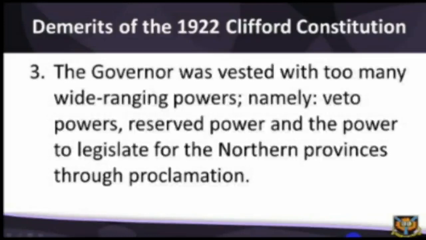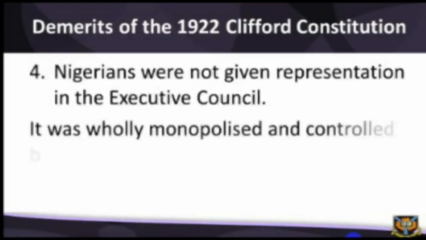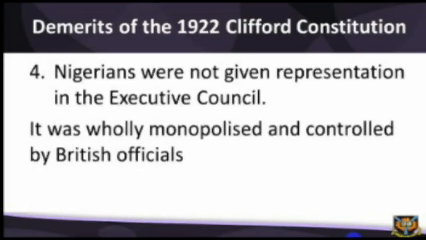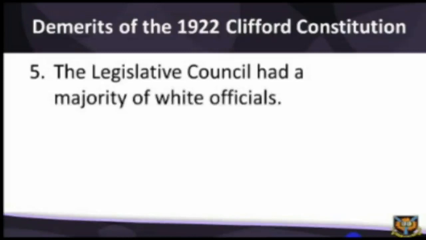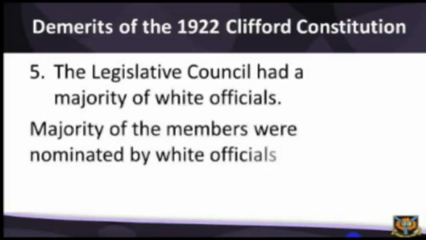The governor was vested with too many wide-ranging powers, namely veto powers, reserved power, and the power to legislate for the northern provinces through proclamation. Nigerians were not given representation in the Executive Council. It was wholly monopolized and controlled by British officials, and so the council was not truly representative of the governed. Even the Legislative Council had a majority of white officials.